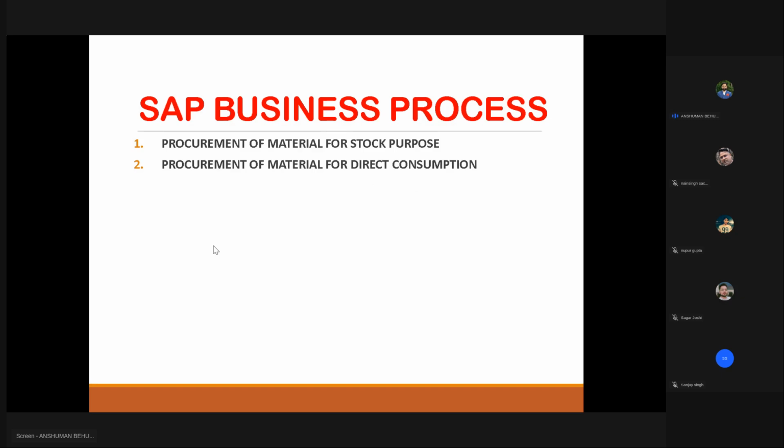In that case you are not going to store it. Whenever you receive the material, you have to provide it directly to the department and they will consume it. You are not going to store it in your storage location. So that is basically your direct consumption process. If you are unable to understand anything at any time, just ask a question.